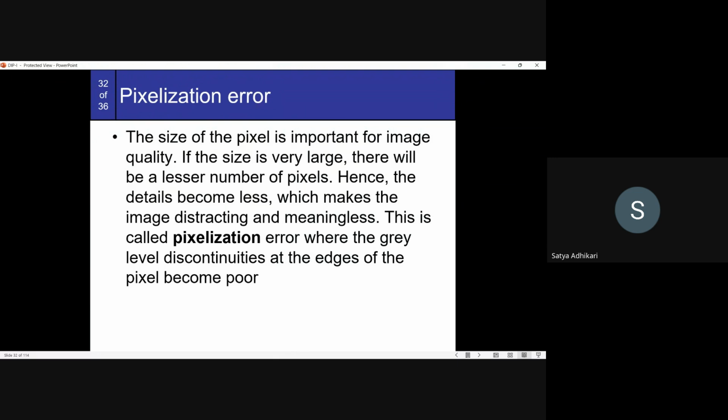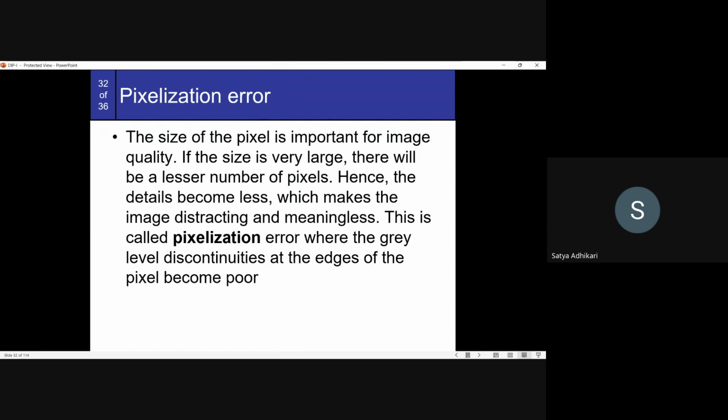Sometimes some error occurs when we are converting. The size of the pixel is important for image quality. But the size of your screen, your mobile screen or your computer screen, is already fixed. You cannot increase the size of your screen.